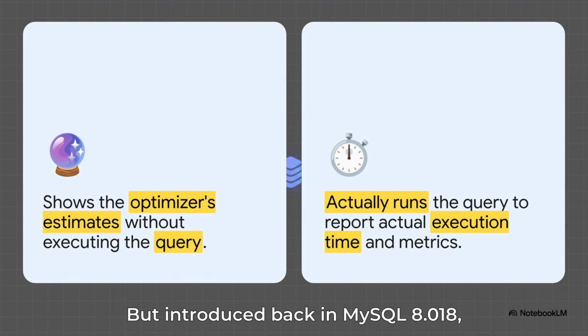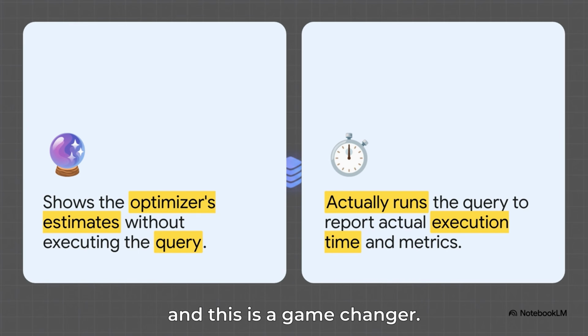But introduced back in MySQL 8.0.18, we got explain analyze, and this is a game changer. This command actually executes the query. It returns not just the estimates, but the actual execution time, the real number of rows processed, and the loop counts. It gives you the absolute ground truth of what happened under the hood.